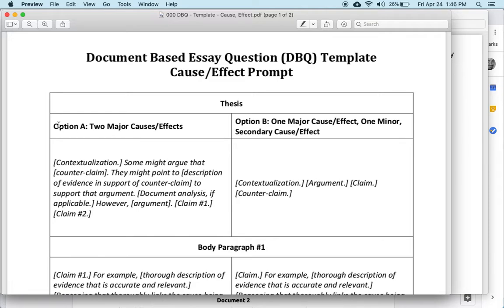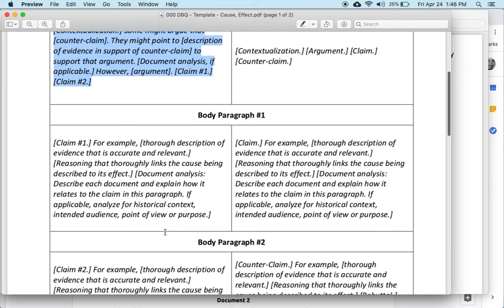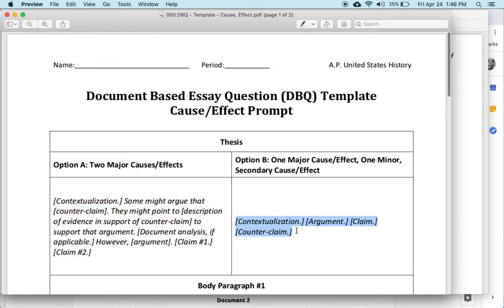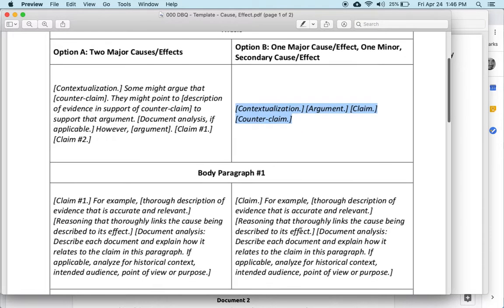In which case you would take this approach to writing the thesis and the body paragraphs. Or you can argue that there's reason to argue that there were significant levels of unity that resulted from manifest destiny, and also division. So taking a more balanced approach, in which case you take the option B approach.